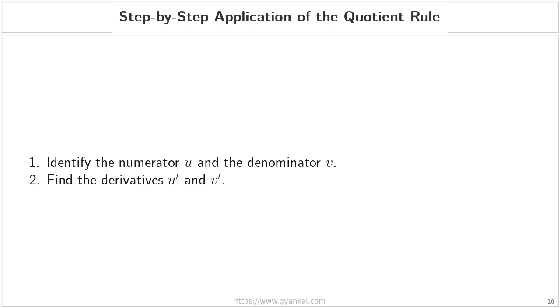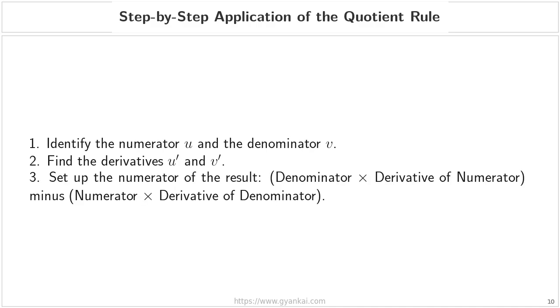Step-by-step application of the quotient rule. Now that we have established the formal formula for the quotient rule in the previous slide, let us break down the process into a systematic, step-by-step approach to ensure accuracy. First, look at your function and clearly identify the two components: the numerator, which we will label as u, and the denominator, which we will label as v. Second, calculate the derivatives of these two functions independently. In other words, find u prime and v prime using the differentiation rules we have already discussed.